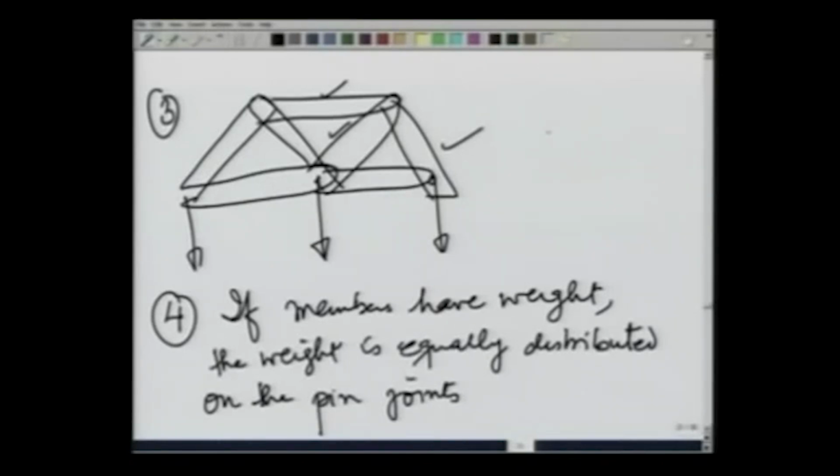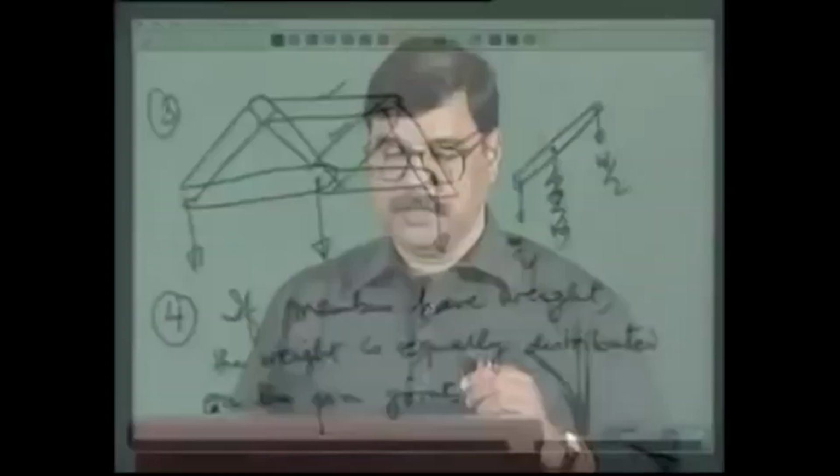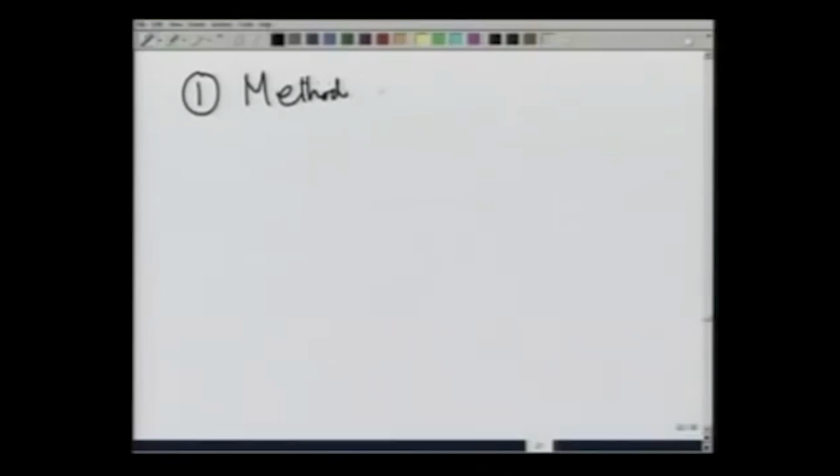That is, if for example, a member may have a weight W, then I am going to say that this pin joint bears W by 2 and this pin joint also bears W by 2 of this weight. So, the weight is equally distributed on the pin joints. Under these assumptions, we analyze the trusses. There are two methods of analyzing the trusses and getting the forces on various members. One is known as the method of joints, and the other one is known as the method of sections.